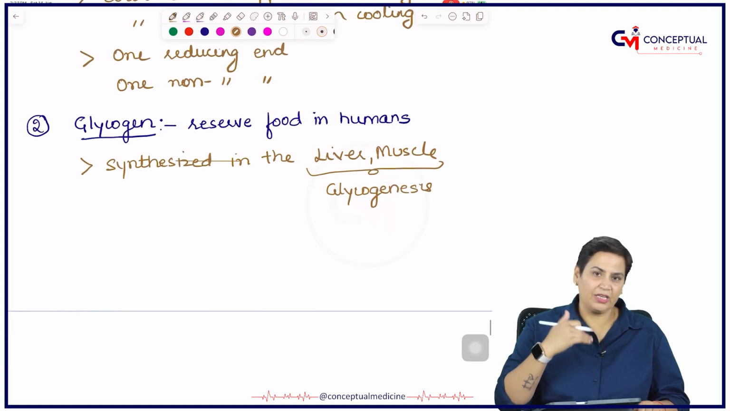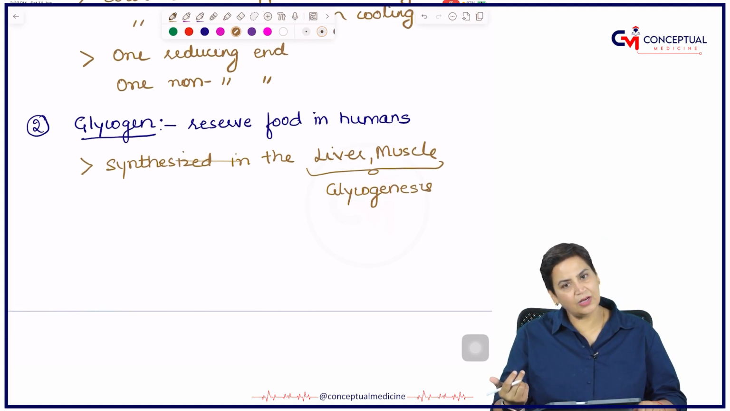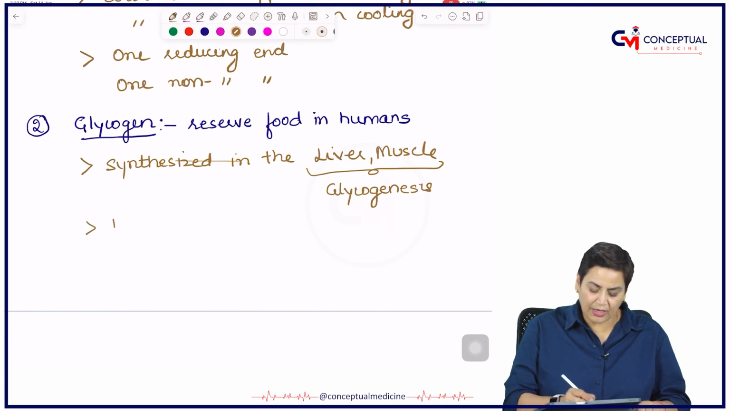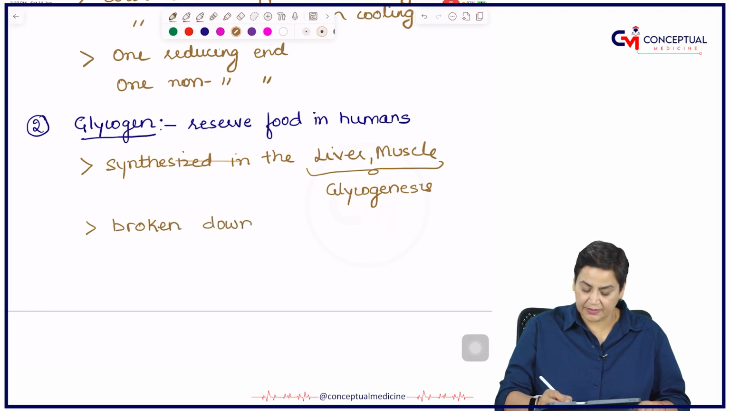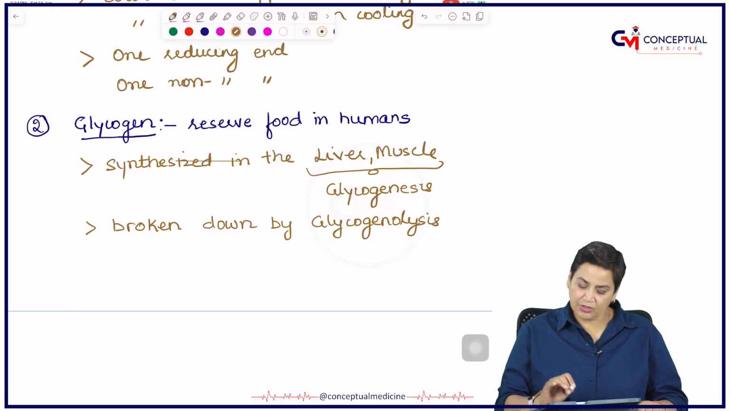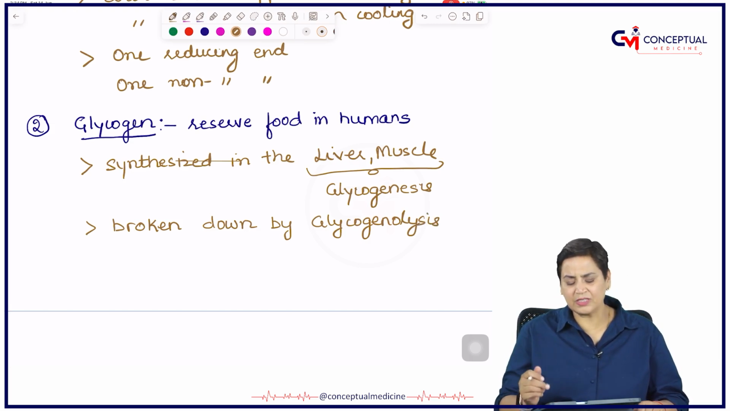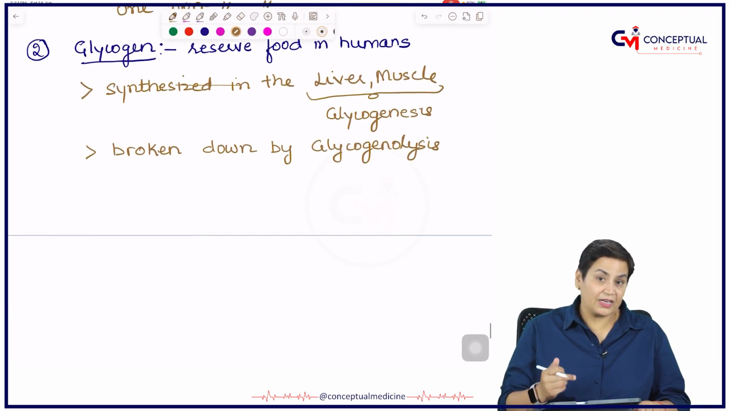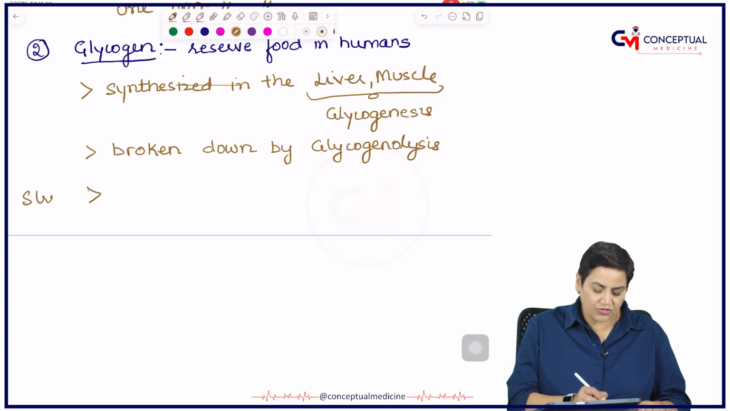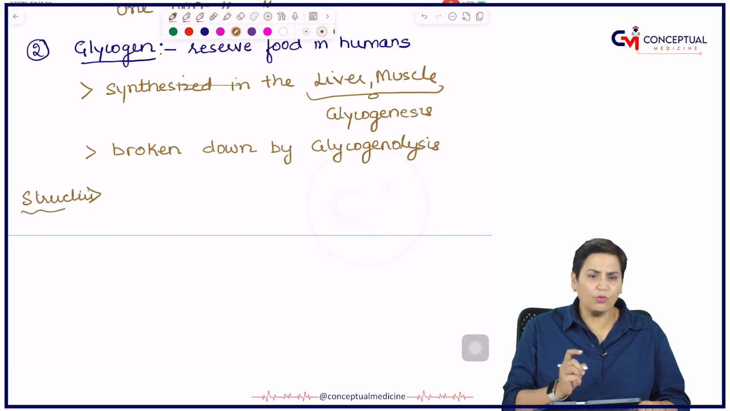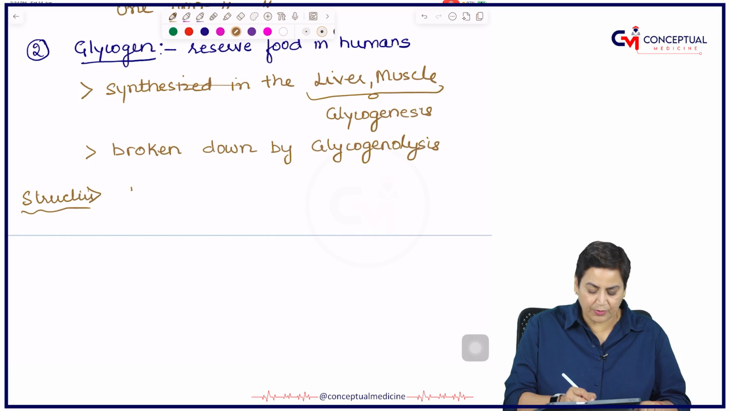And whenever the body requires energy, this glycogen will be broken down. So I can say it is synthesized and broken down by glycogenolysis. These are two very important terminologies which we are going to discuss in detail under glycogen metabolism. But here, since we are discussing the chemistry, what is the structure of glycogen?